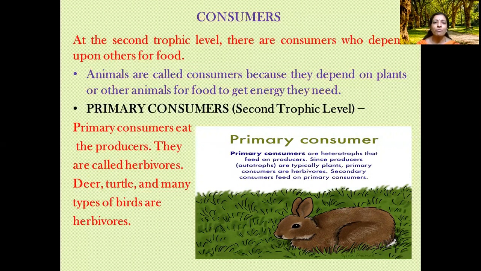The second trophic level consists of primary consumers. Primary consumers eat the producers, that is, those animals which eat plants for food are known as primary consumers. They are also known as herbivores. Some examples are deer, turtle, and some birds.